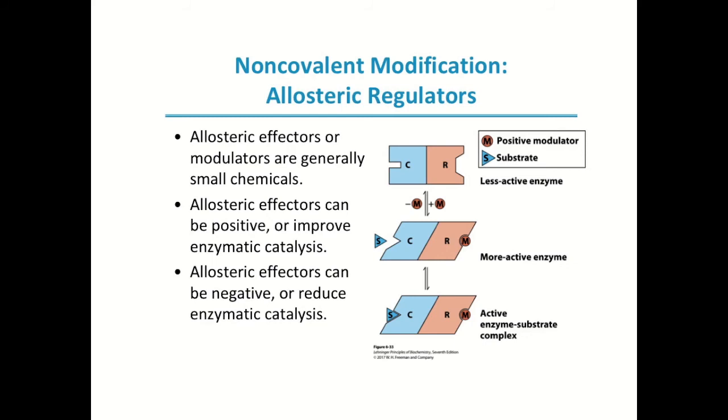Now, allosteric effectors or modulators are generally small chemicals, and they can be positive, meaning they improve enzymatic catalysis, or they can be negative, meaning they reduce enzymatic catalysis. Typically, in many allosteric enzymes, the substrate binding site and the modulator binding site are on different subunits of the enzyme. And we can call the catalytic site the C site and the regulatory site the R site. So here, if we have a positive modulator, it could fit into the regulatory site, which makes the catalytic site want to bind the substrate more.